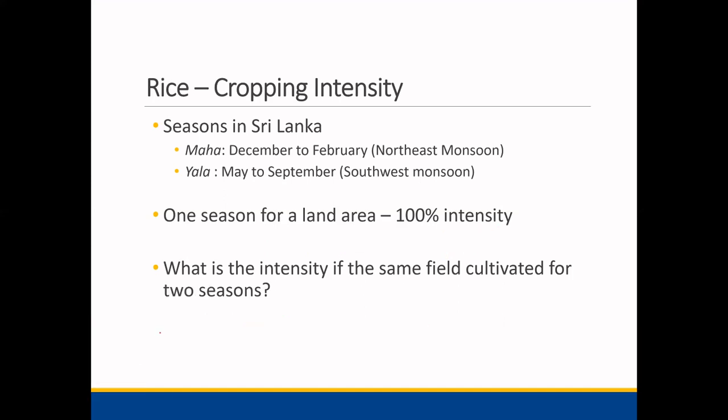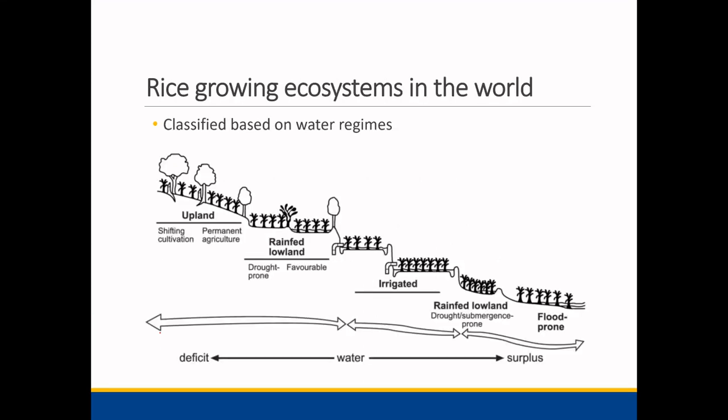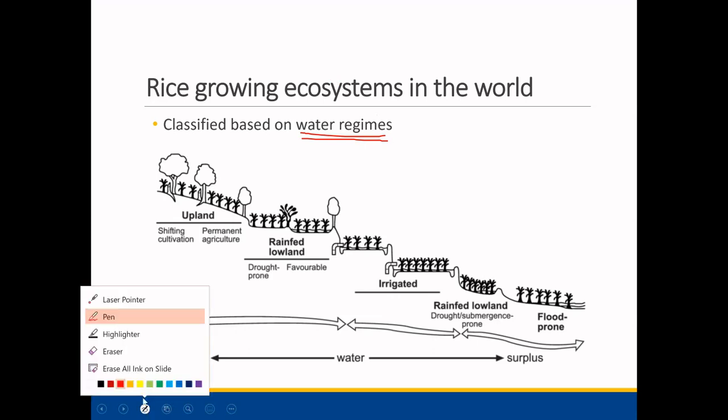So that's the kind of idea you have to have. And then, globally, there are classifications for rice growing environments or rice growing ecosystems, especially classification based on the water regimes. You know that water is the major input for rice or paddy production. So based on the water regimes, we can classify rice growing ecosystems.